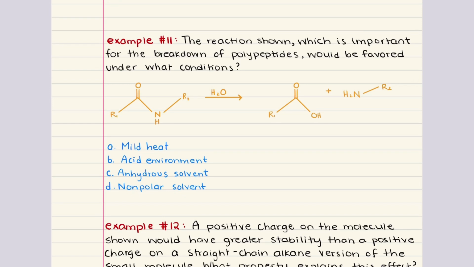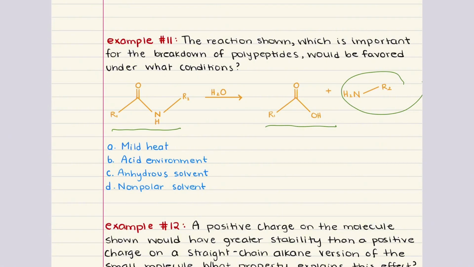Problem 11 says, the reaction shown, which is important for the breakdown of polypeptides, would be favored under what conditions? We're shown a reaction in which an amide is being converted into a carboxylic acid and an amine. This is a hydrolysis reaction, specifically the hydrolysis of an amide bond. And this process is biologically important because it mimics the way peptide bonds are broken in polypeptides. In this case, water is the nucleophile.